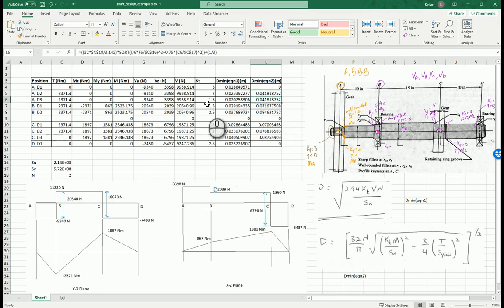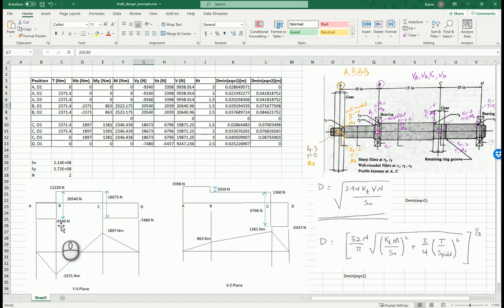Right, and now next we go on to position B, and we said at position B, again, the torque is flowing, so we have our torque calculated. Now at position B, we actually have a bending moment. Right, so that would be minus 2,371 and 863. Right, we have our resultant, we have our shear force.